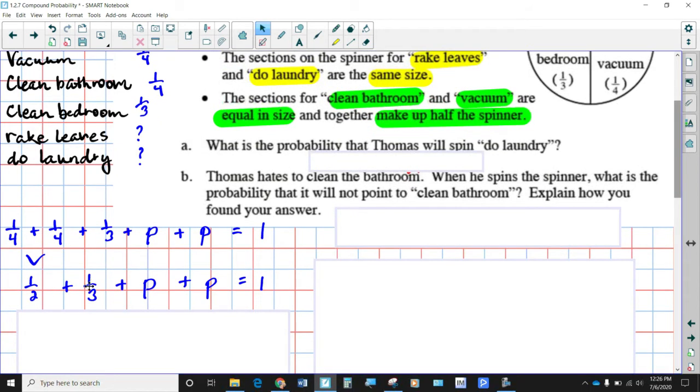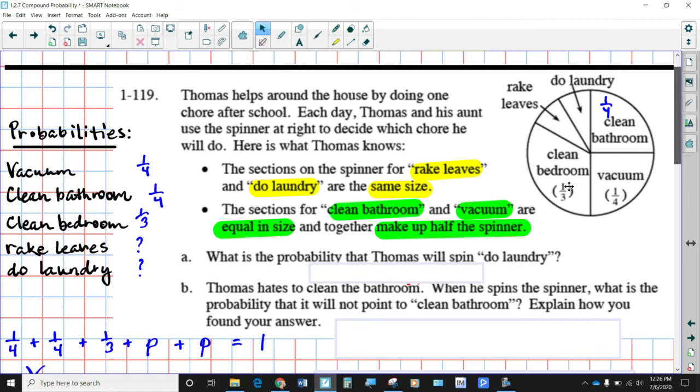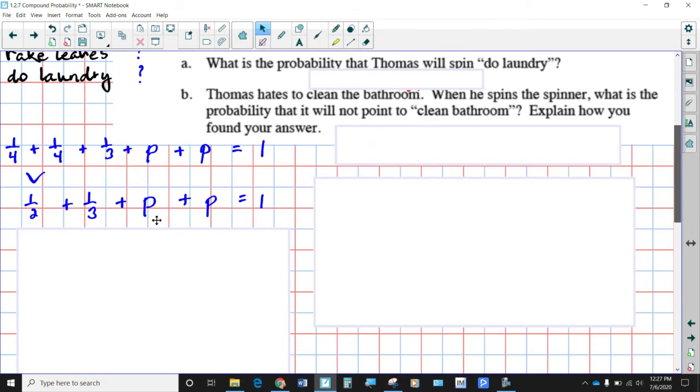Then we have to add these sections together. So we know what is the total sum of these three sections. Once we know what that total sum is, we can use a little bit of logic to figure out what the rest of it is. So let's add them together. Let's figure out what is 1/3 plus 1/2.